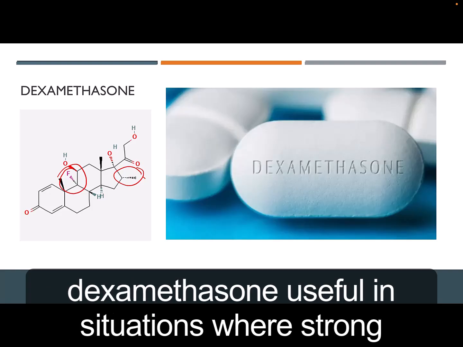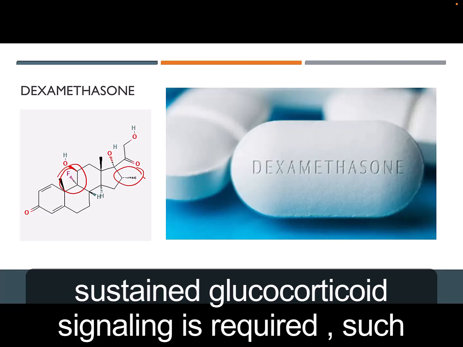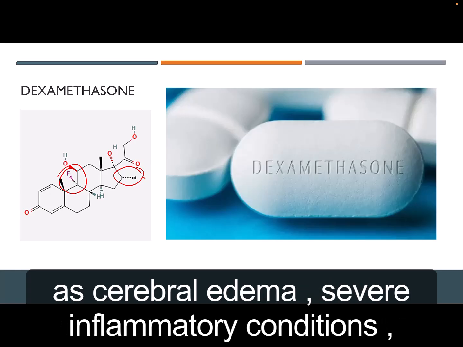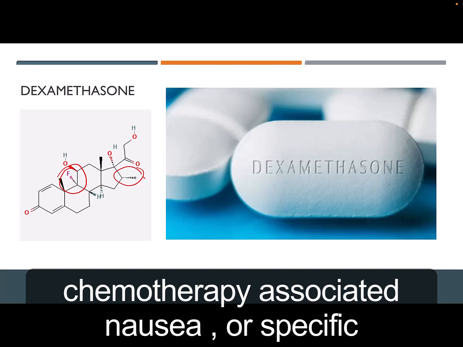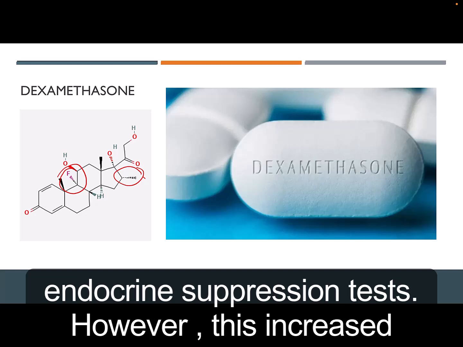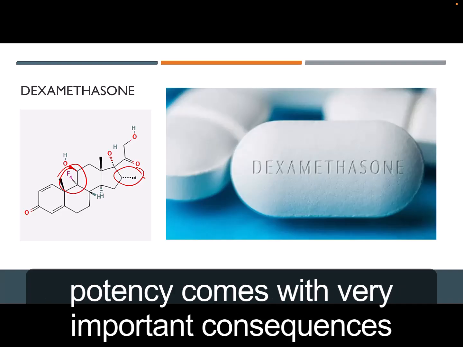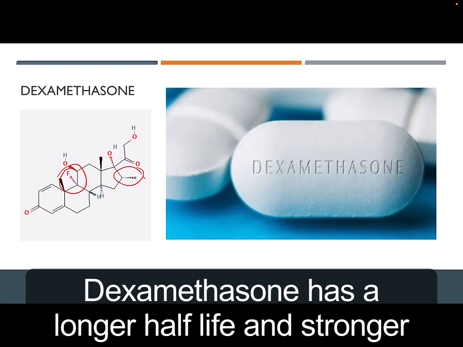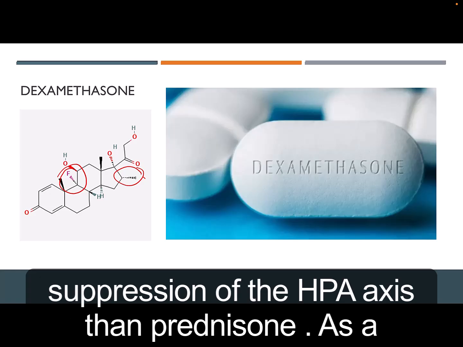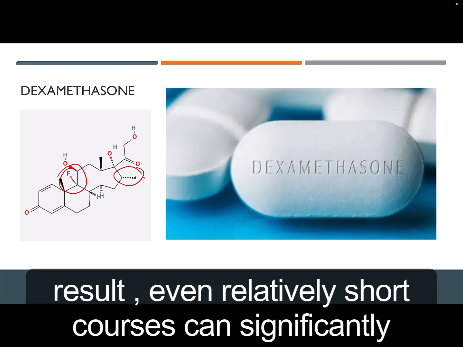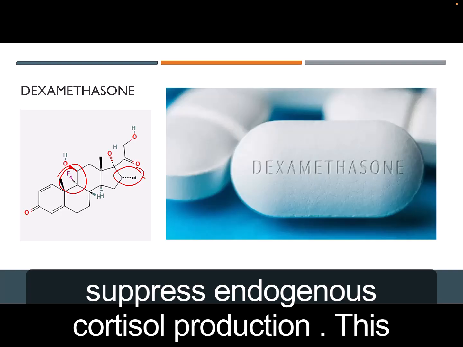Clinically, this makes dexamethasone useful in situations where strong, sustained glucocorticoid signaling is required, such as cerebral edema, severe inflammatory conditions, chemotherapy-associated nausea, or specific endocrine suppression tests. However, this increased potency comes with very important consequences. Dexamethasone has a longer half-life and stronger suppression of the HPA axis than prednisone. As a result, even relatively short courses can significantly suppress endogenous cortisol production.